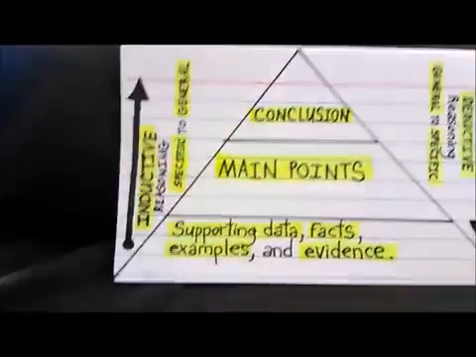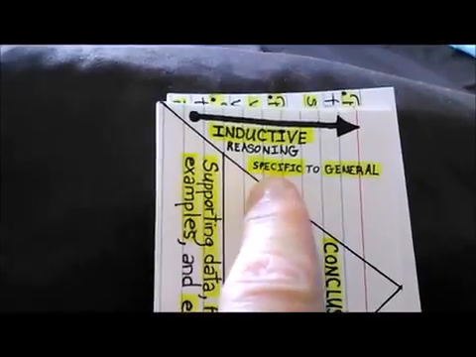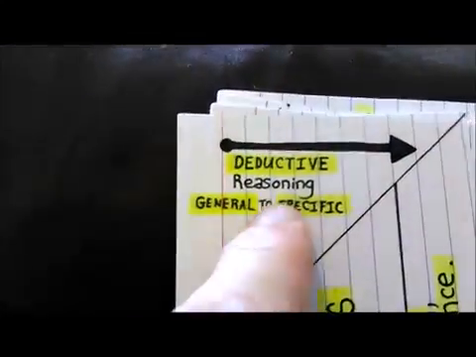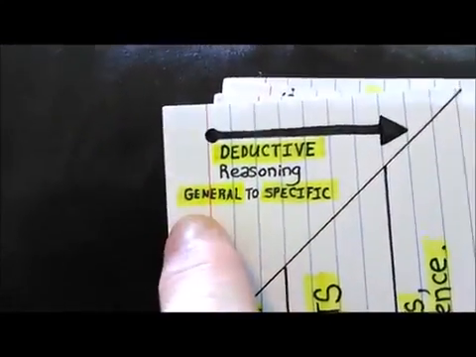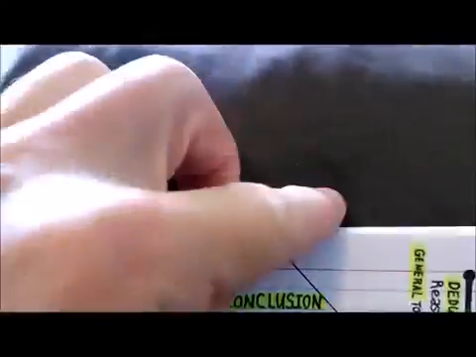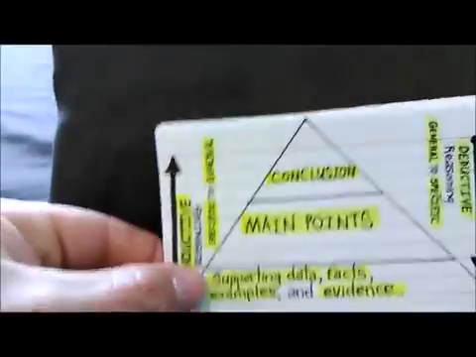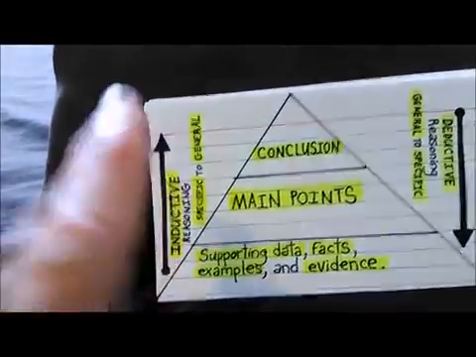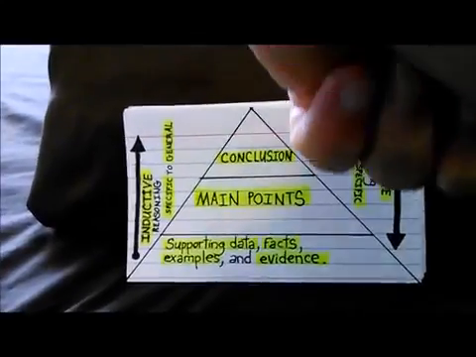Okay, check this little thing right here. Inductive reasoning: from specific to general. Deductive reasoning: from general to specific. So this is inductive. Inductive is going up this way. Deductive is going down this way.